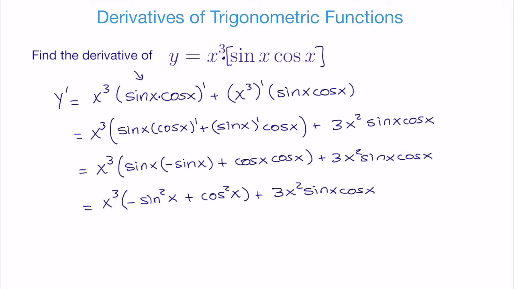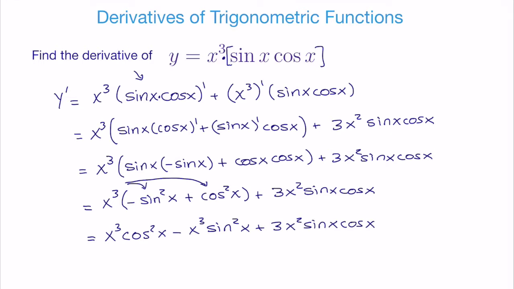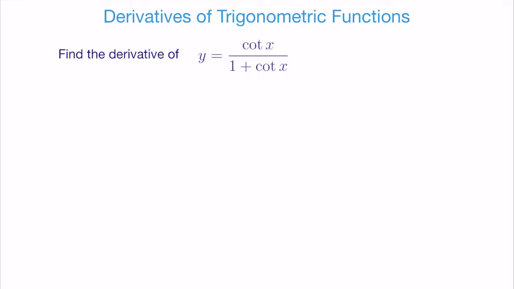Now leaving that parenthesis there, that negative sign, I don't like it. So I'm going to distribute the x cubed and we get the answer. X cubed cosine squared x minus x cubed sine squared x plus 3x squared sine x cosine x. And it's ready. In the following example, we have a quotient.